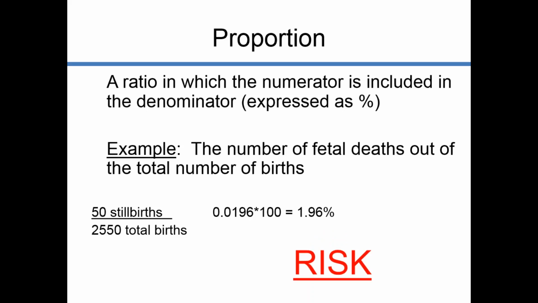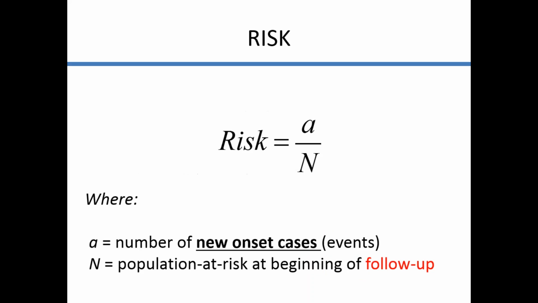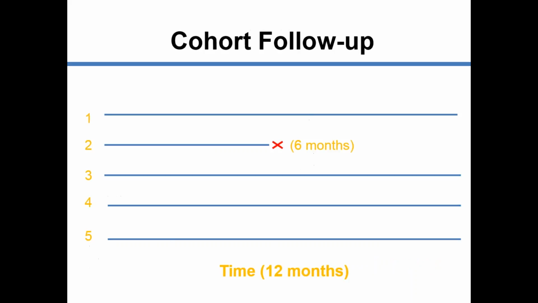So that's a proportion. And we call this in epidemiology a risk. What's the risk of having a stillbirth? So the term risk comes from this, it's a proportion, it's a percent. Your risk is 100%, your risk is 0%. So the risk we formally define as the number of new onset cases, not existing cases, over the population at risk at the beginning of follow-up.